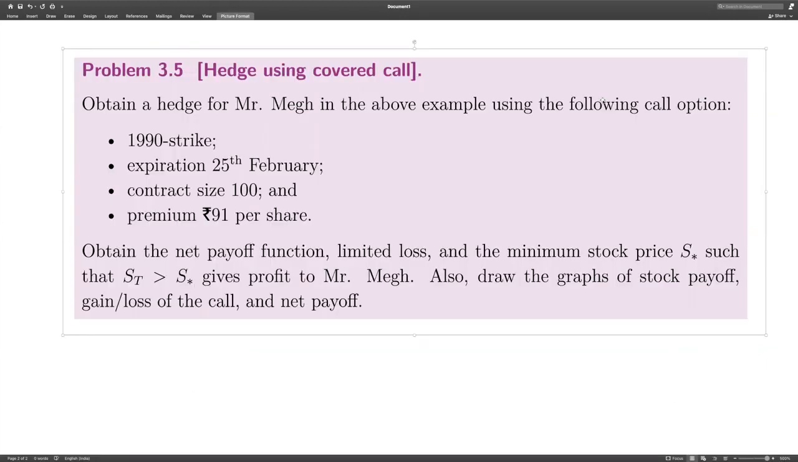We have illustrated hedge using a long put. One can also do hedge using call options. Such strategies are called covered calls. I have given an exercise for you to understand the idea behind hedging using call options.